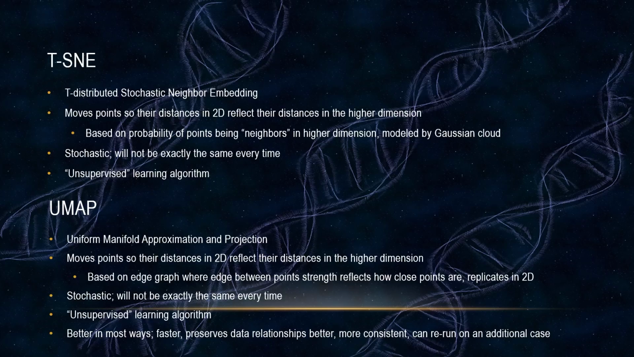It's better in most ways. It's faster, it preserves things better, it's more consistent if it's run multiple times, and you can rerun it on one additional case, whereas with T-SNE, if you have new data points, you just have to rerun the whole thing.